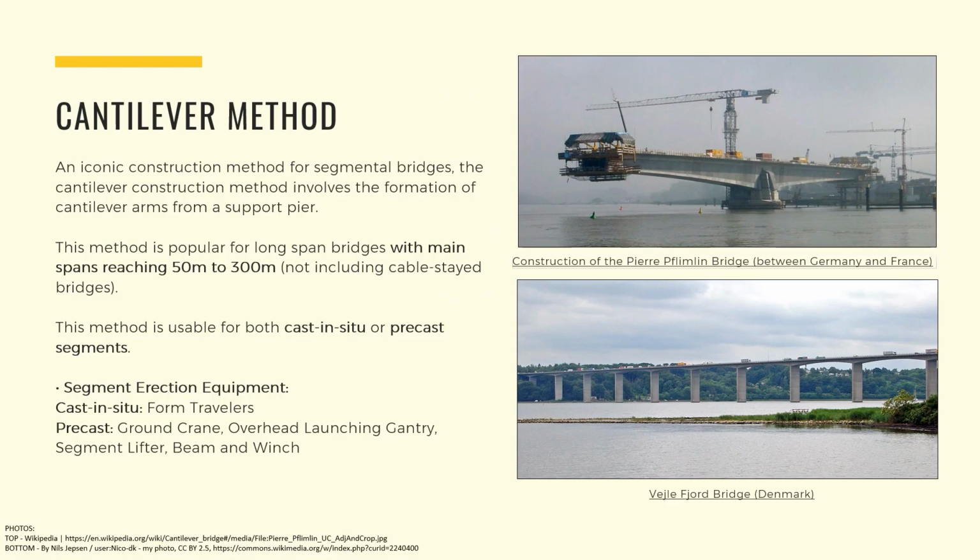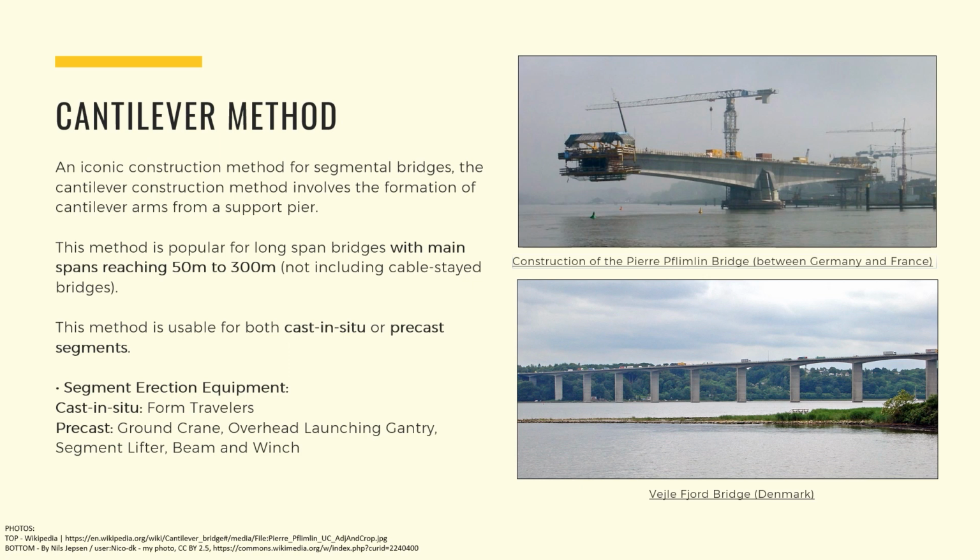First, let's talk about the cantilever method. The cantilever method, which is one of the iconic construction methods, involves the formation of cantilever arms from a support pair. When two opposite free cantilever structures are formed and erected at the same step, it is termed as the balanced cantilever construction method. This method allows the construction of long span bridges with main spans from 50 meters up to 300 meters. Cast in situ or precast segments are both usable for this construction method, with different equipment required.